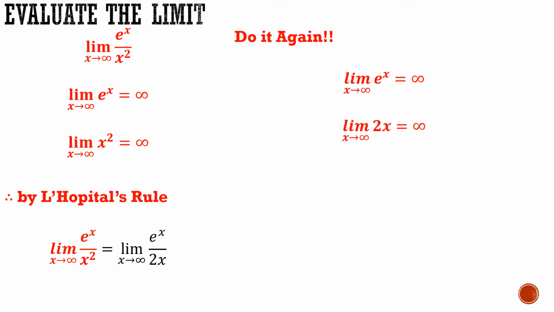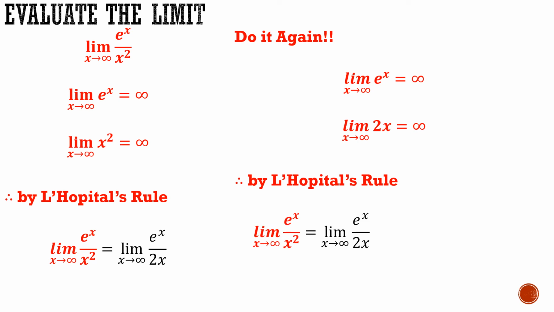And now I'm going to take the limit of that 2x that I found, and I also get infinity. So again, by L'Hopital's rule, I could take the derivative of the top over the derivative of the bottom, and I get e to the x over 2. All right, now if I plug in my limit from there, I get e to the infinity over 2. Well, we should know that e to the infinity is infinity, and so my final answer would be infinity.